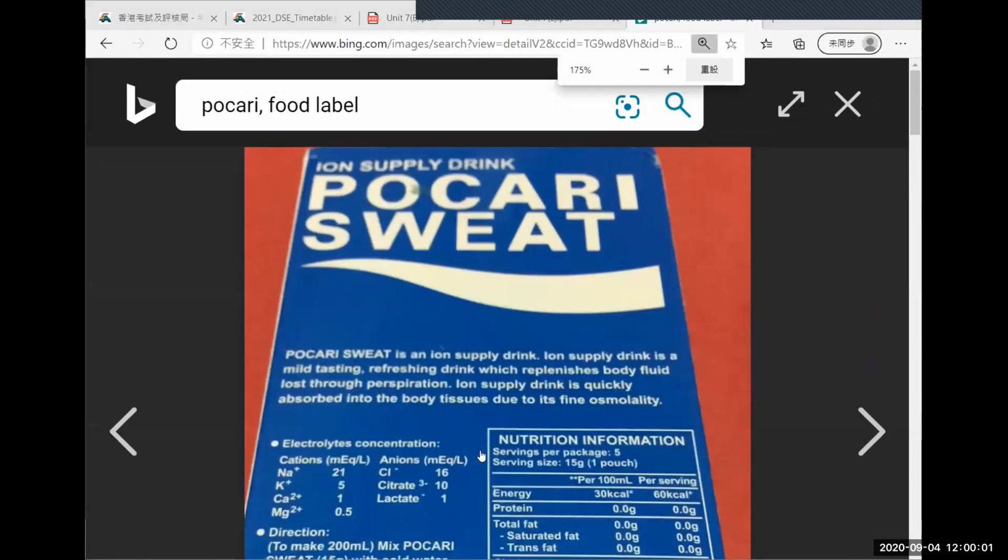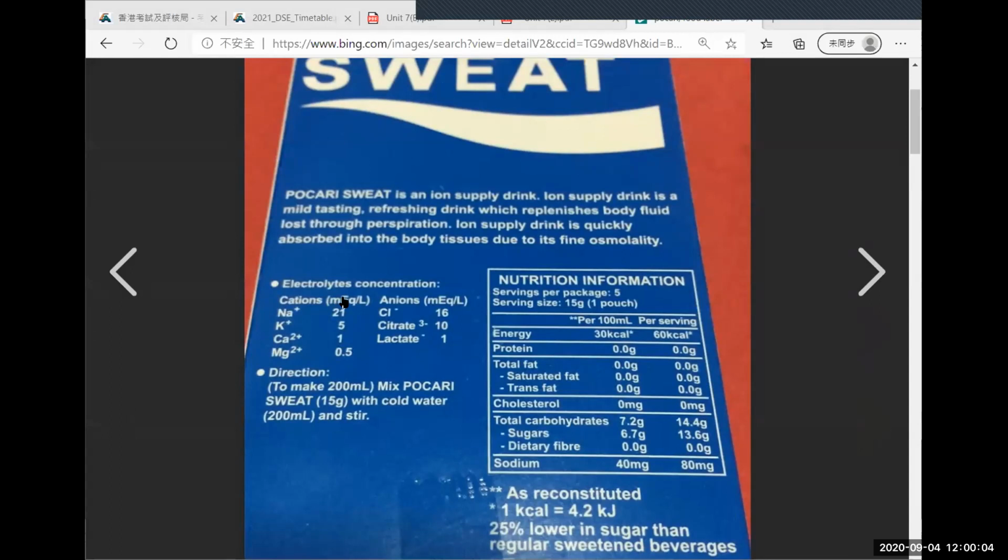You may see the food label here, right? So you may have the electrolyte concentration. You may have sodium ion, potassium ion, calcium ion, and magnesium ion. And in ion, we have chloride, citrate, lactate. Lactates come from lactic acid, 乳酸. Citrate, what is that? 檸檬酸, 檸檬酸鹽. Can you get my point?